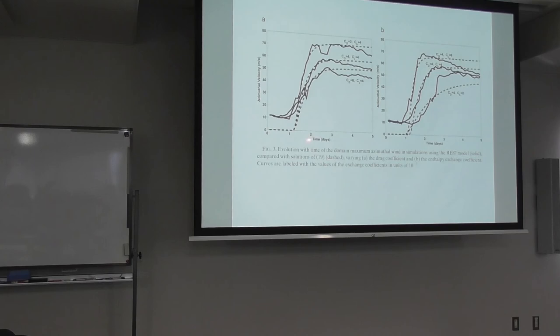Here we varied the drag coefficient, and here we varied the enthalpy flux, so left and right are reversed from the previous figure. Sorry about that. And, well, it's not quite true that the intensification rate doesn't care about drag down here, but it certainly cares less about drag than it does about the heat exchange coefficient. So, in a very rough sense, the full model behaves similarly. Not exactly so.